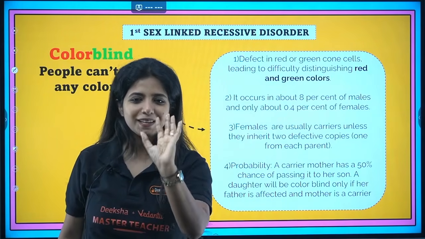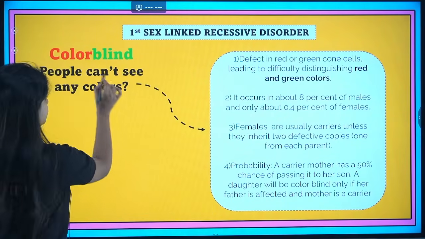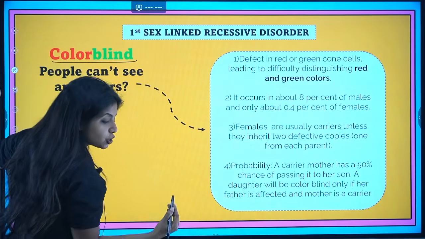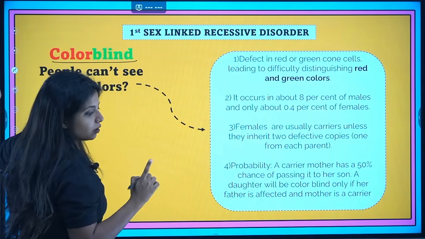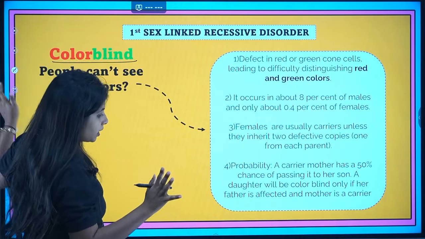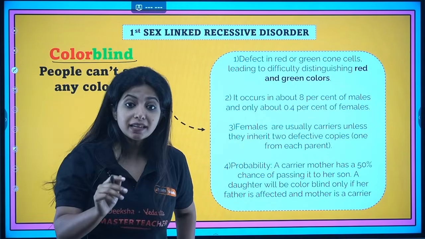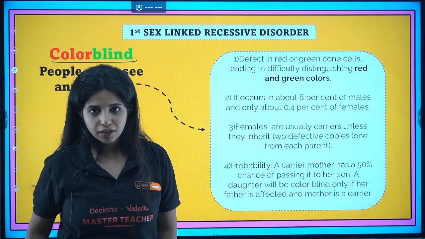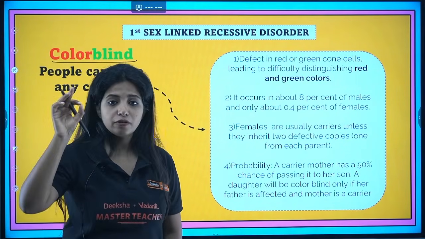Ma'am, I do not understand. Listen to me carefully. Color blindness and hemophilia are sex-linked recessive disorders. That means it will show up only if they are in recessive condition, when both the alleles are the same. And also one more thing: here the genes on the sex chromosomes are being affected, which is why you call this a sex-linked recessive disorder.